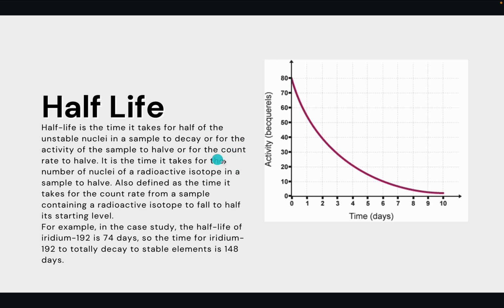Different radioactive elements have different half-lives. Some are just fractions of a second, while others, like uranium-238, can have a half-life of billions of years.